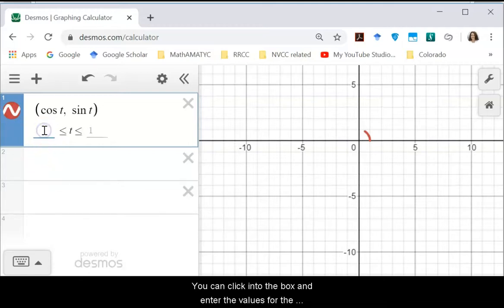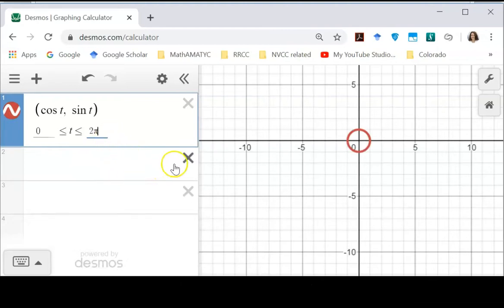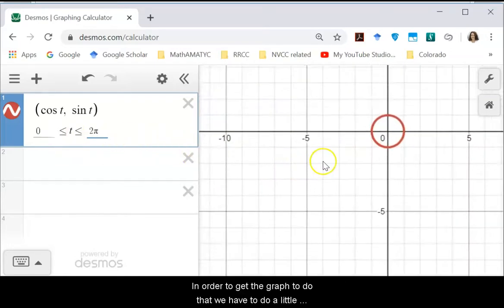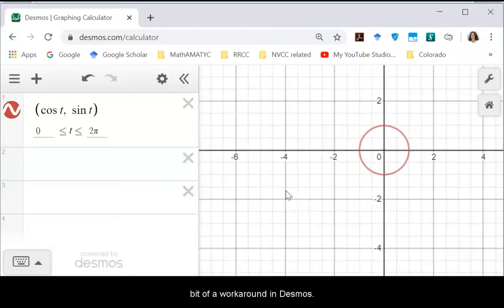Down below, it now realizes that this is in fact a parametric equation. You can click into the box and enter the values for the range that t is allowed. These restrictions are going to restrict the domain on the actual graph. You'll notice that the instant I completed typing, I immediately got a picture here on the right. This did not give me the orientation and did not graph it going from 0 to 2 pi.